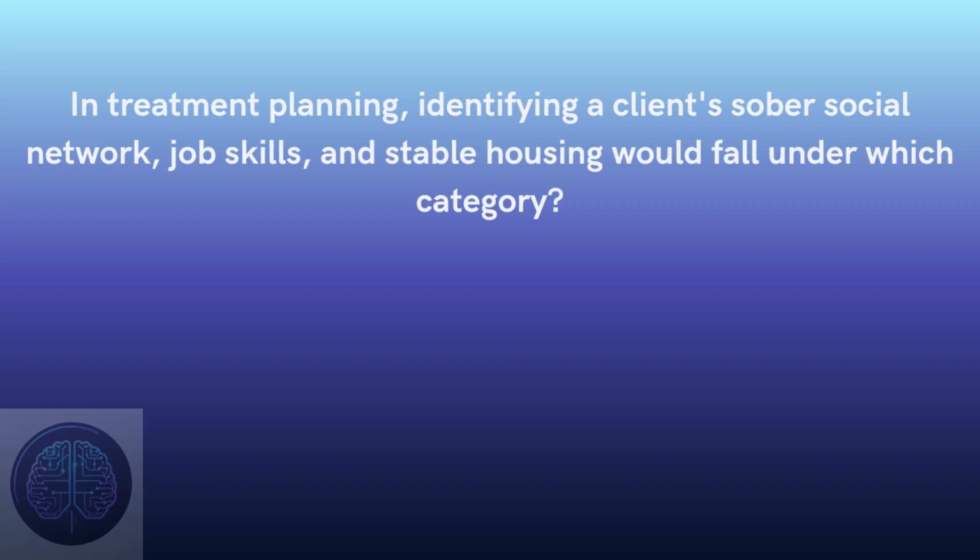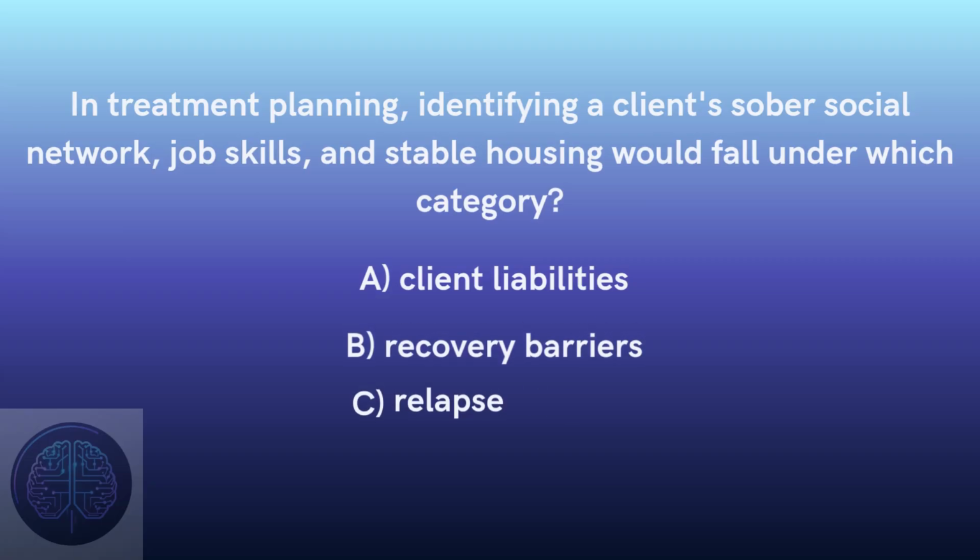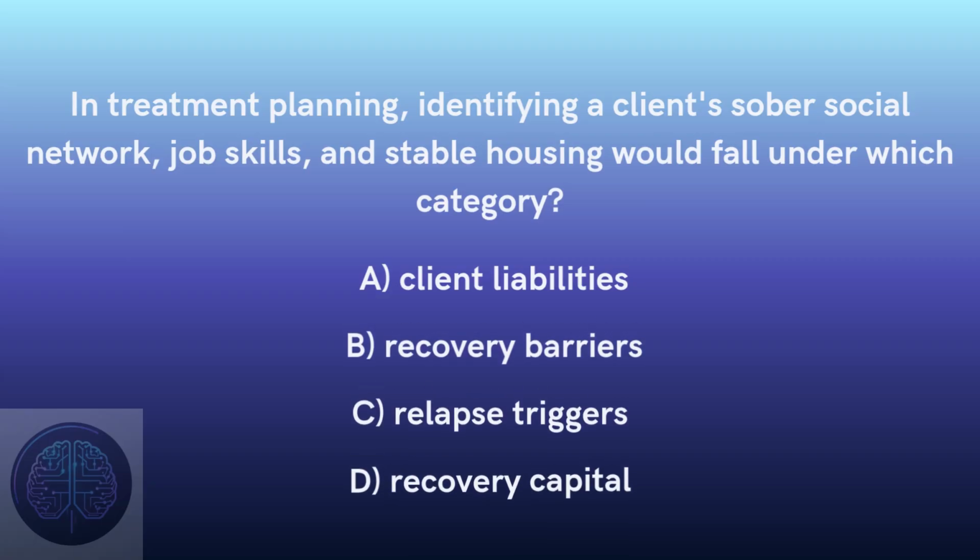Number 7. Treatment planning. Identifying a client's sober social network, job skills, and stable housing would fall under which category? Is it A, client liabilities, B, recovery barriers, C, relapse triggers, or D, recovery capital?